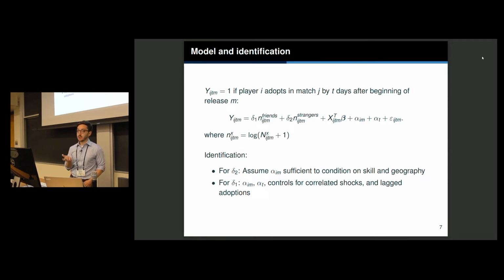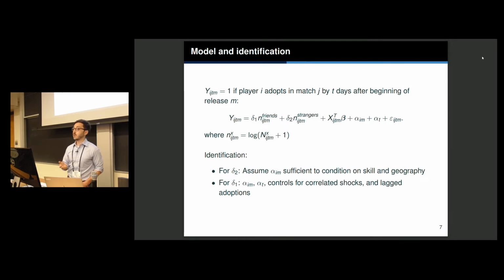Intuitively, what we're saying here is a player's skill is not going to change too much in the 30 days after the cosmetic release, nor is their geographic region, right? And if those things are staying constant, then a fixed effect is perfect to soak that up, leaving residual variation as quasi-random. For delta 1, it's a little bit trickier because you choose whether or not you're going to play with friends at any given match.